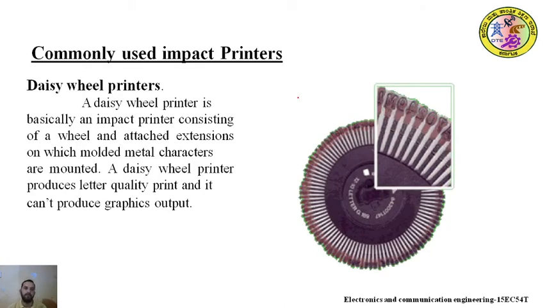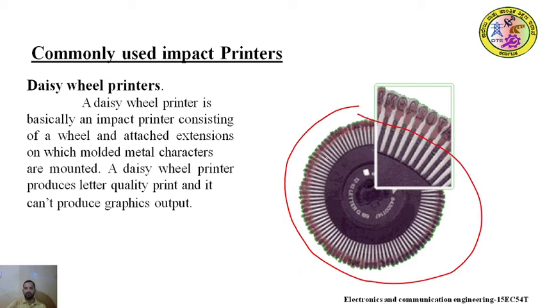Now we will see commonly used impact printers. The first one is the daisy wheel printer. The name itself indicates that in daisy wheel printers there is a wheel. Attached to it there are characters. See here in the figure we can see the characters, which hit the paper and then print the characters.